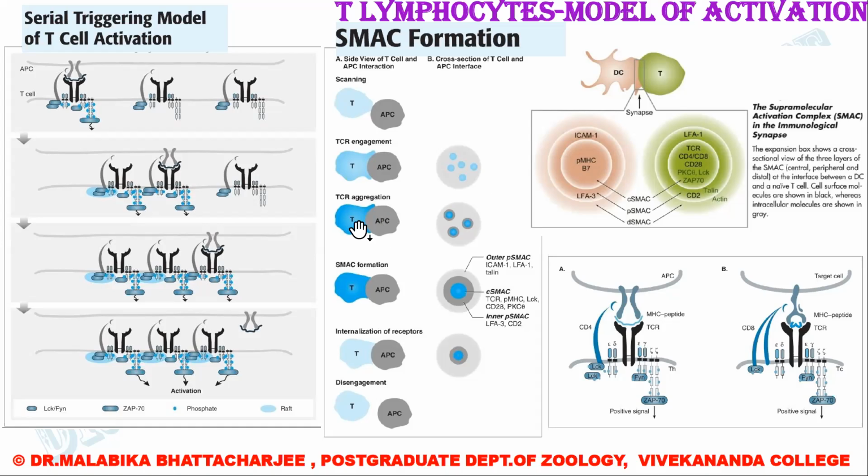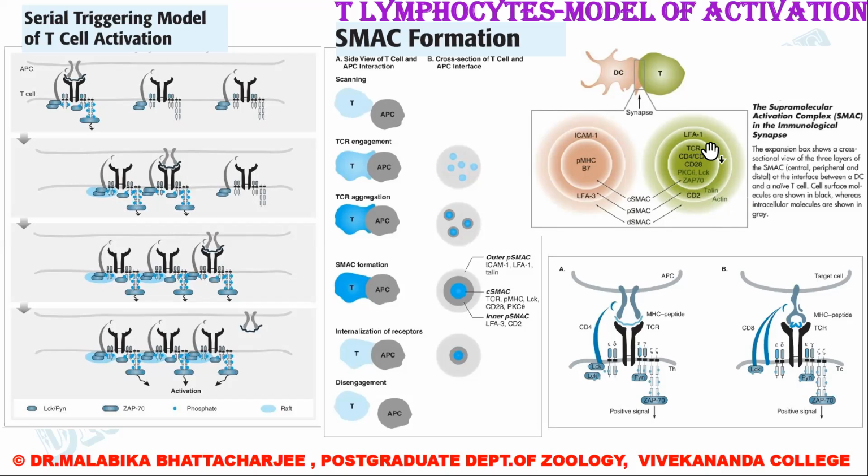So as you can see, when there is an aggregation of the TCR, the receptors coalesce to form a central SMAC. This is on the surface of T cells and this is on the surface of the dendritic cells. So in the dendritic cells at the center we have the pMHC and the B7 molecules. For the T lymphocytes, we have the TCR, CD4 or 8, and CD28 molecules. The C-SMAC is surrounded by the inner peripheral SMAC and the outer peripheral SMAC, or in some cases it is called the distal SMAC.